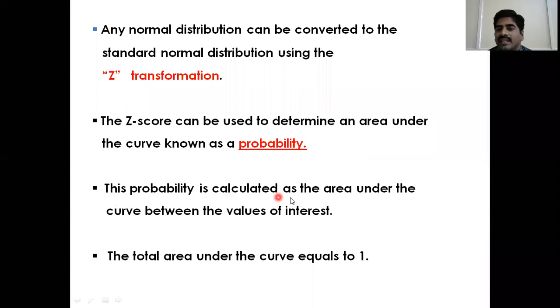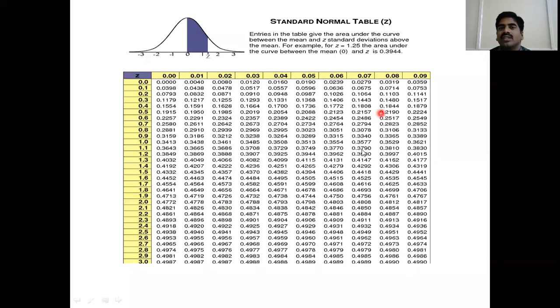This probability is calculated as the area under the curve between the values of interest. The total area under the curve is equal to 1. So this is the standard normal distribution table. See here, we know only three areas. Mean plus or minus 1 SD covers 68%, mean plus or minus 2 SD covers 95%, and mean plus or minus 3 SD covers 99% of the observations. The area is 99%, that means in probability 0.99.